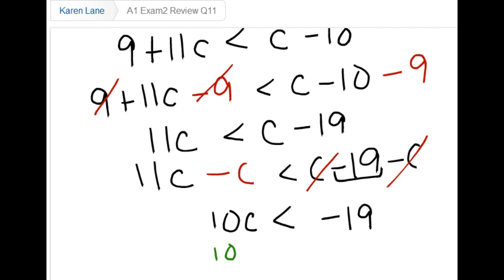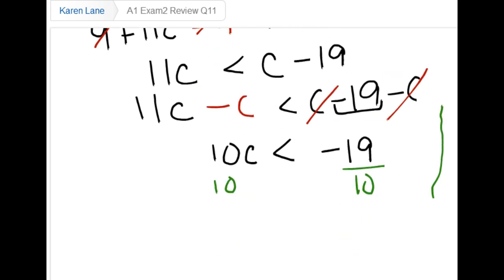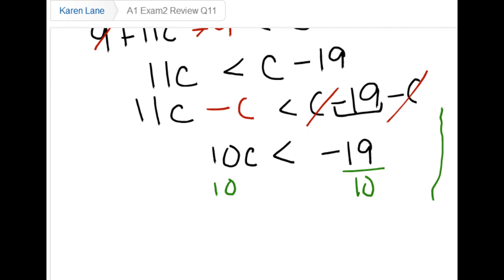Divide both sides of our inequality by 10. That cancels, and we're left with c less than negative 19 divided by 10, which is negative 1.9.